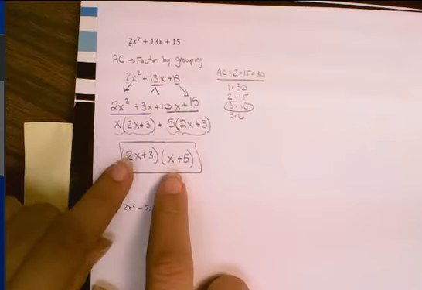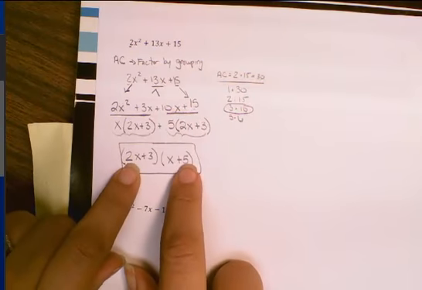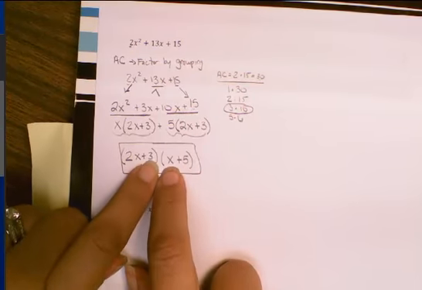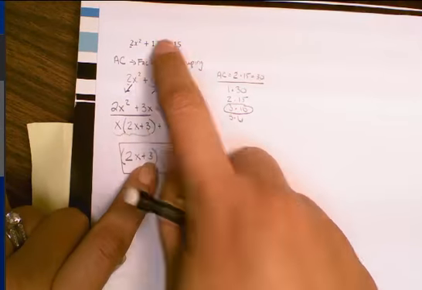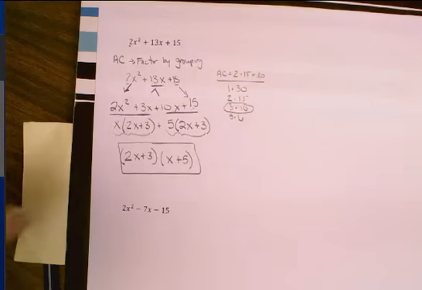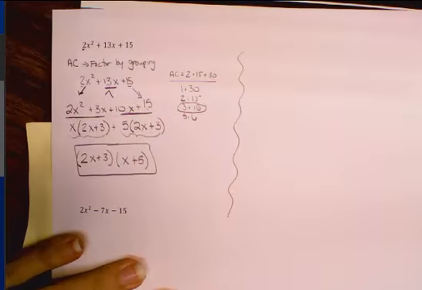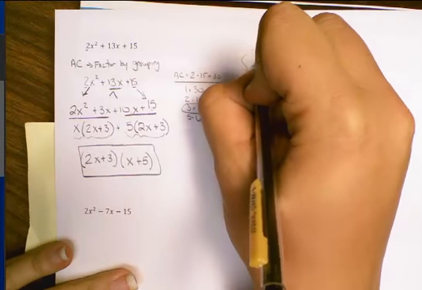And we can multiply it out to check. 2x times x is 2x squared. Outside, 2x times 5 is 10x, plus the 3x gives me 13x. And the last term, 3 times 5, gives me the 15. So this is the AC factor by grouping method. Okay, the other method, I'm going to use the same exact problem, and I'm going to show you the bottoms up method.